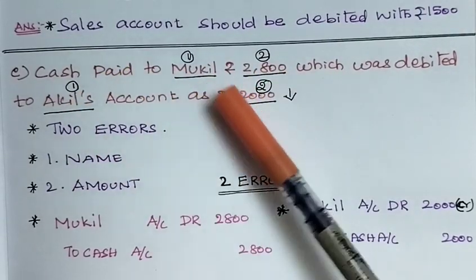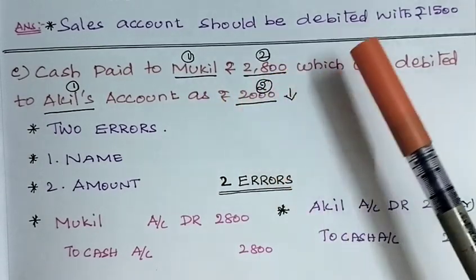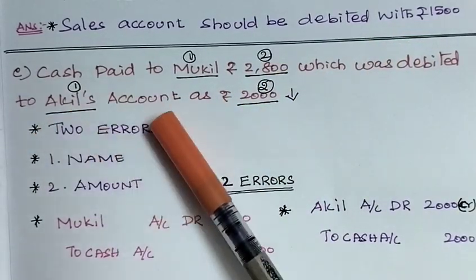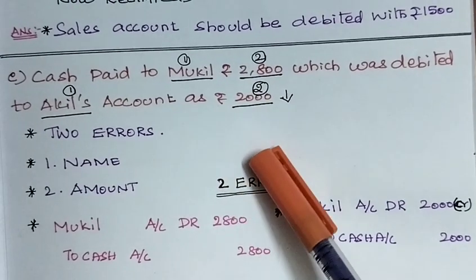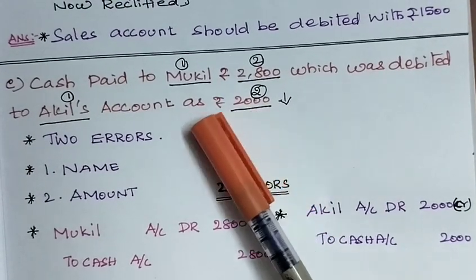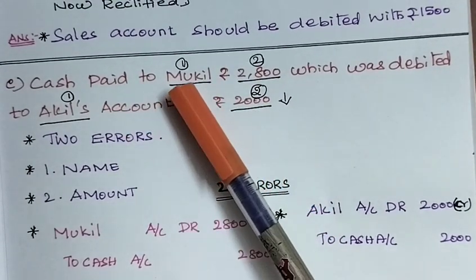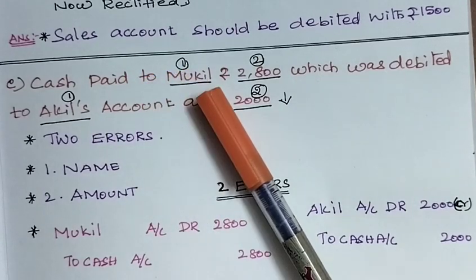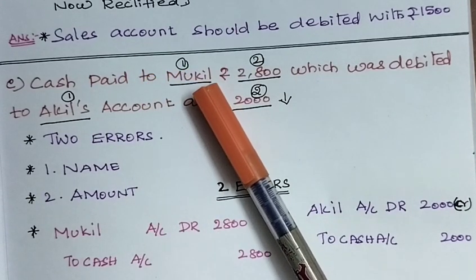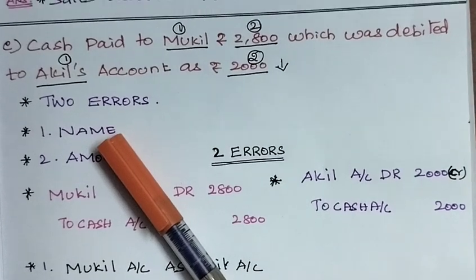This is a very important transaction, which was debited to Akhil's account as 2000 rupees. Okay, what is the error? There were two errors here. The first error is a name error.